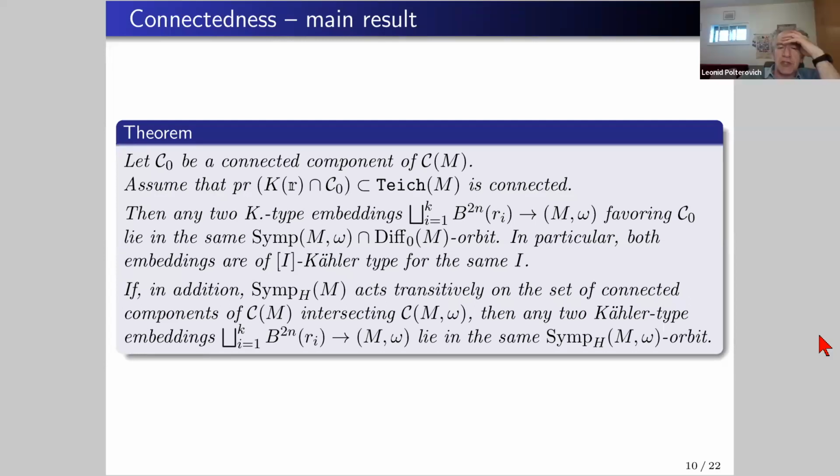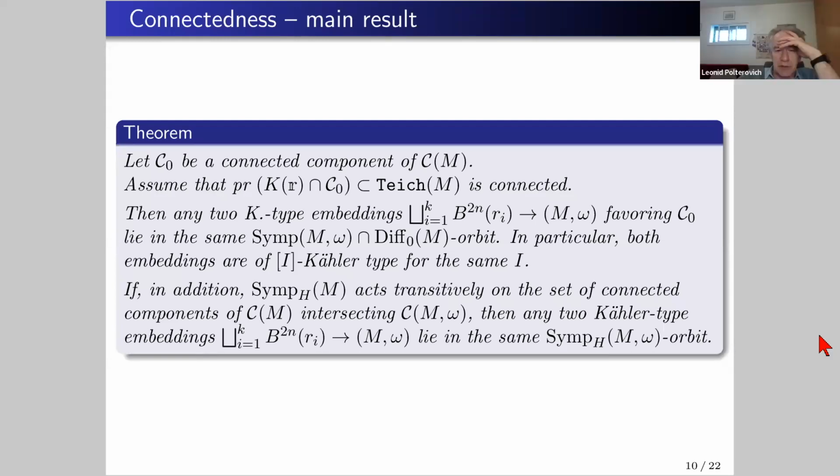Yes, and if in addition Symp H acts transitively, then the conclusion is not about complex structures, it's about something else, right? The conclusion is that two embeddings can be mapped by Symp H into each other. Okay, you can add to this. I didn't write it up, but you can add to this that then both embeddings are holomorphic with respect to complex structures compatible with omega and lying in the same Symp H orbit. You're right.